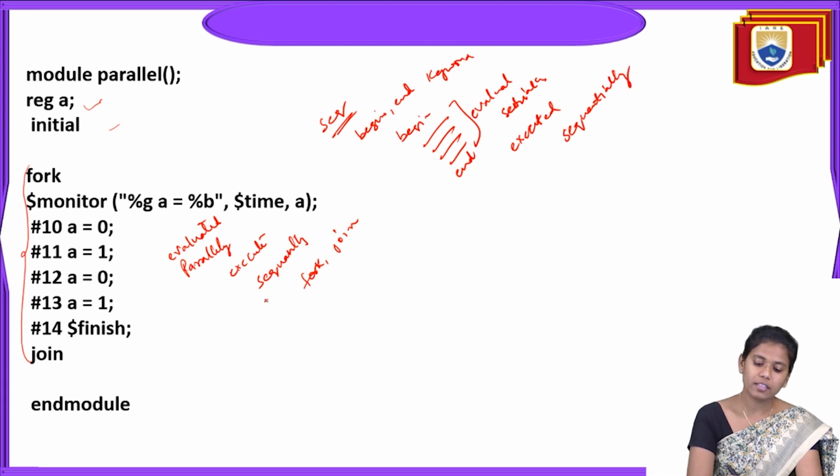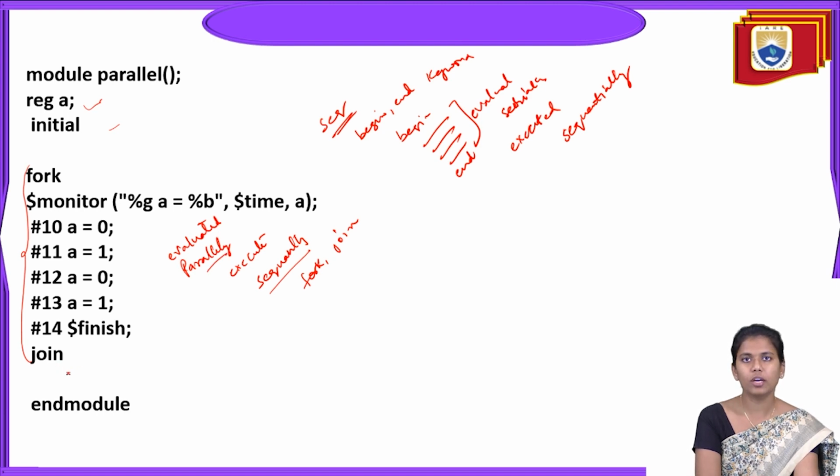Whereas here, they are executed sequentially but evaluated parallelly. So here, fork and join are the two keywords between which all my parallel statements will lie.